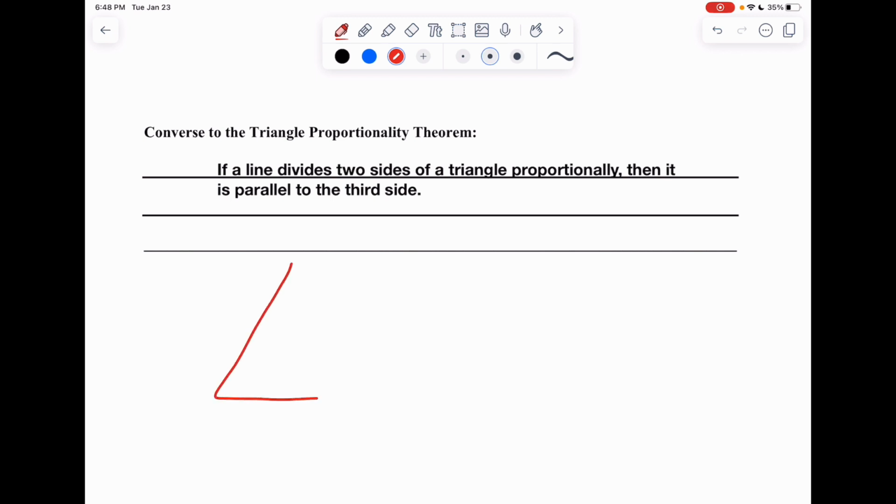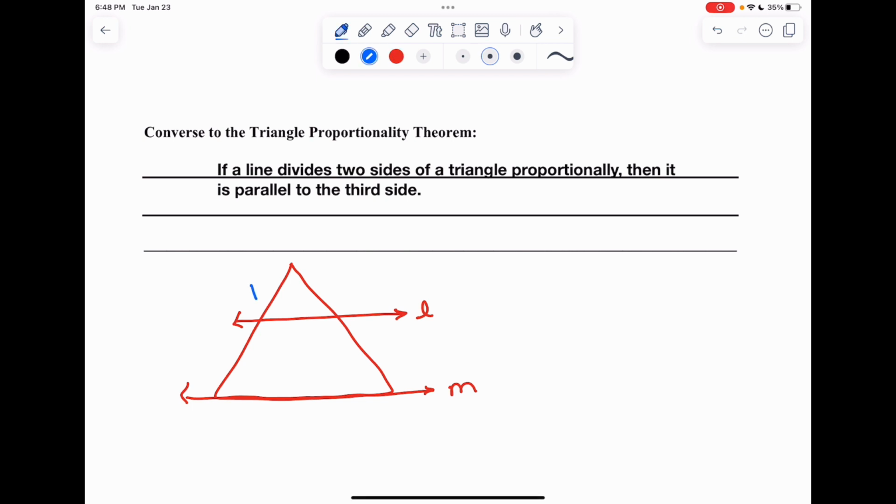So if I were to draw a picture with line L and extended side M, and if I checked the proportional parts, and if my ratios were the same, so if this is true, then line L must be parallel to line M.